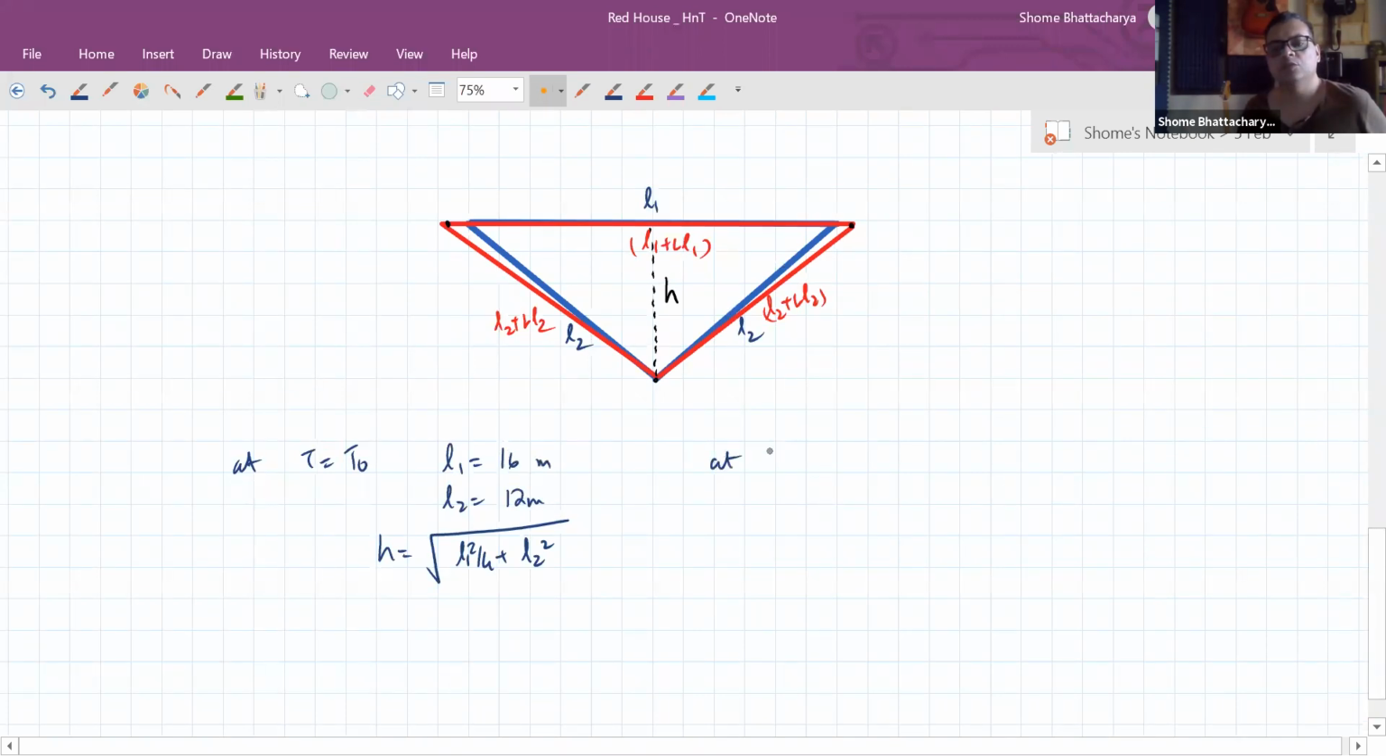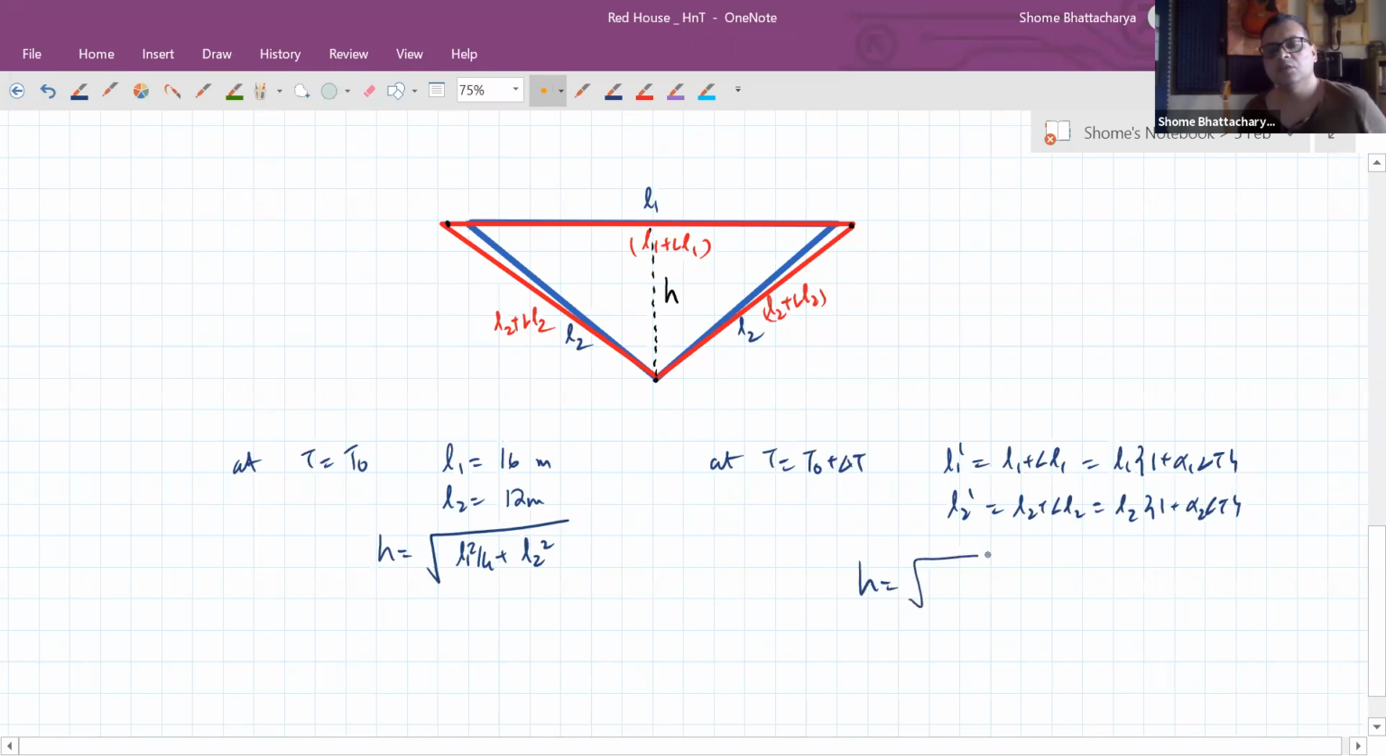Now at any new temperature, T naught plus delta T. If delta T is a positive quantity, the shape should change like I've shown over here. L1 prime, the new length of this one, will become L1 into 1 plus alpha 1 delta T. And this one's new length will become this, but the altitude should remain the same. So the same value of H should remain equal to this quantity here.